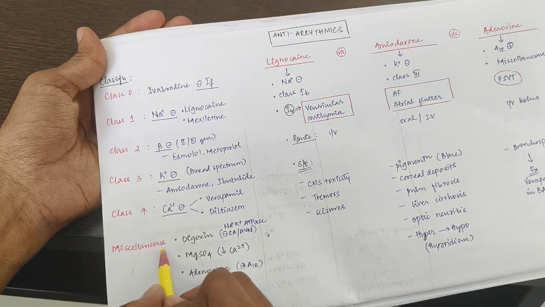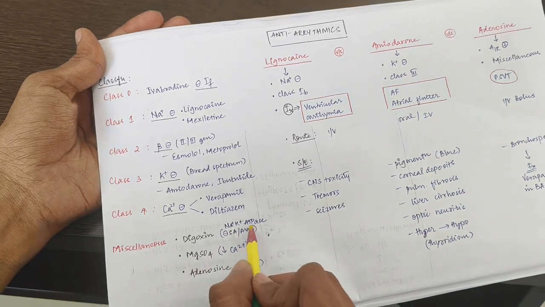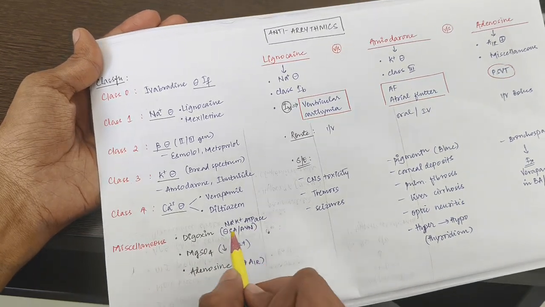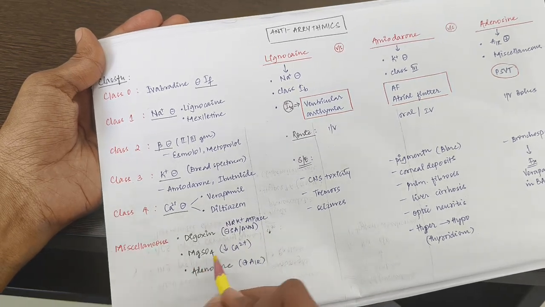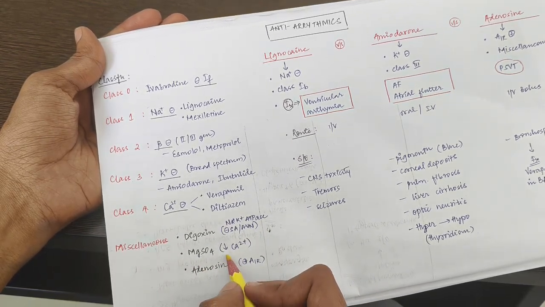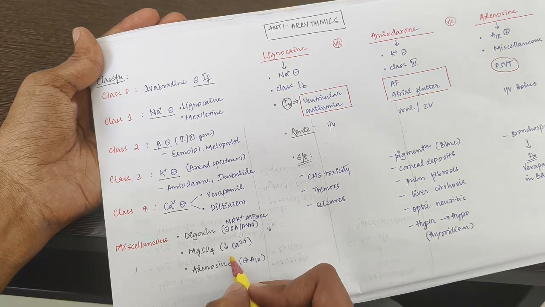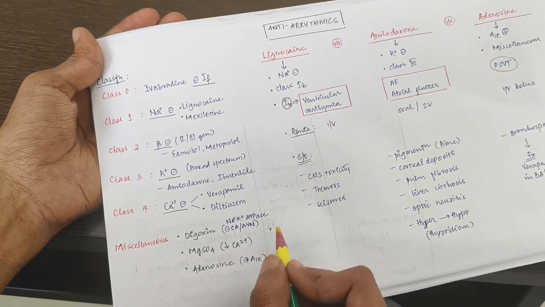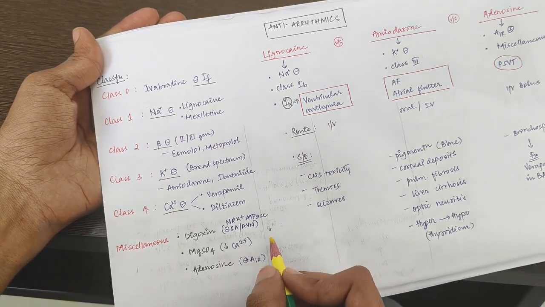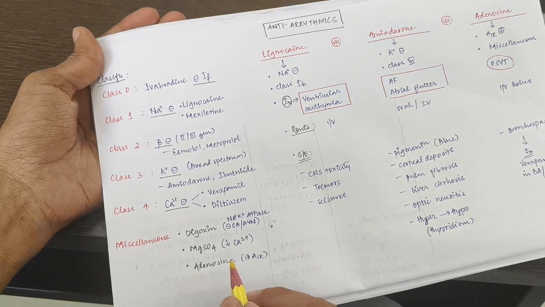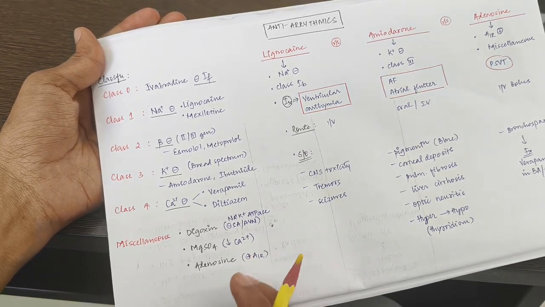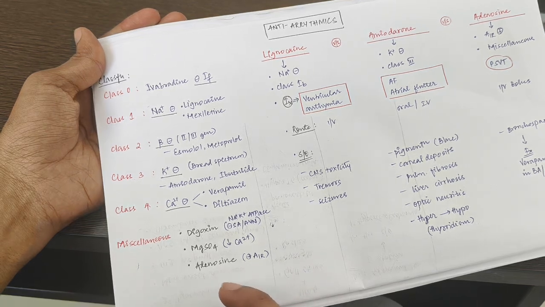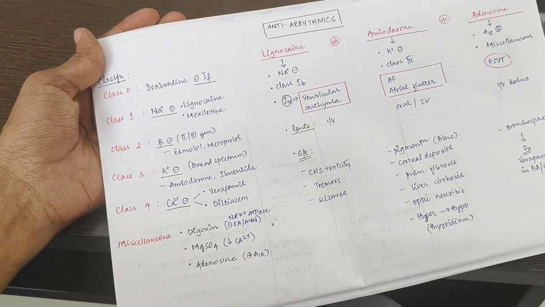Next is miscellaneous. Digoxin will inhibit the Na plus K plus ATPase pump in the heart, thereby inhibiting the SA node and AV node. Magnesium sulfate is used because the body cannot differentiate magnesium and calcium, and it decreases the calcium entry into the heart muscle and thereby decreases the arrhythmia. The last is adenosine. It will decrease the arrhythmia by stimulating the receptors called adenosine 1 receptor.